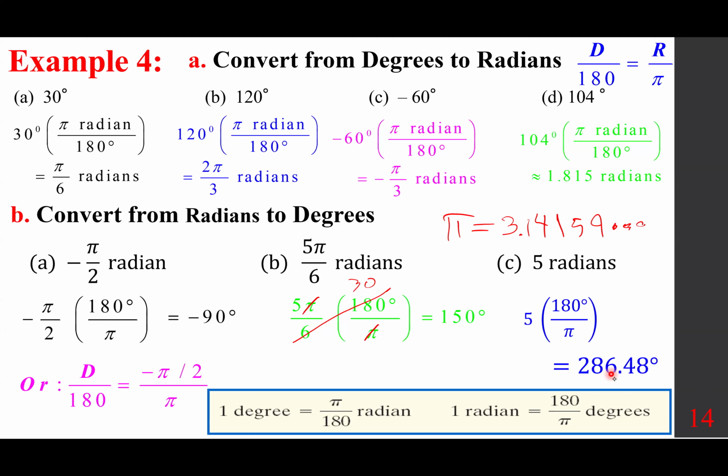Remember, for example, pi is about 3.14. So 3.14 radians is 180 degrees. Okay, just to give you an idea.